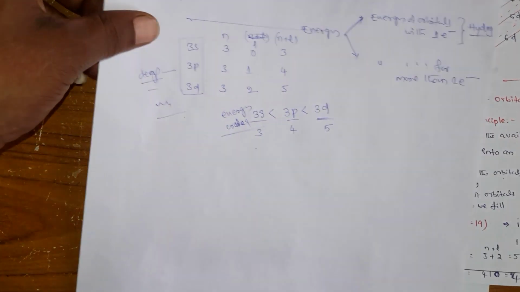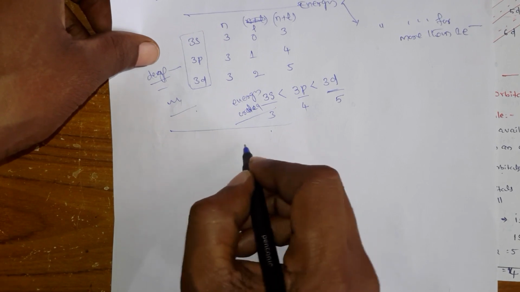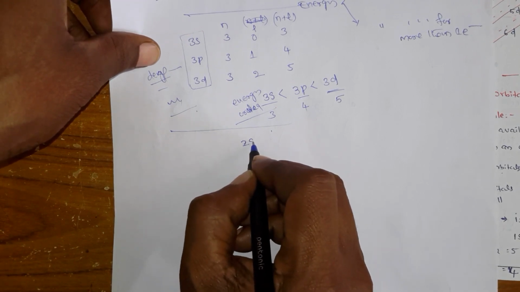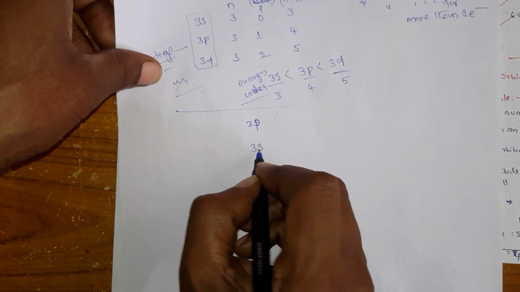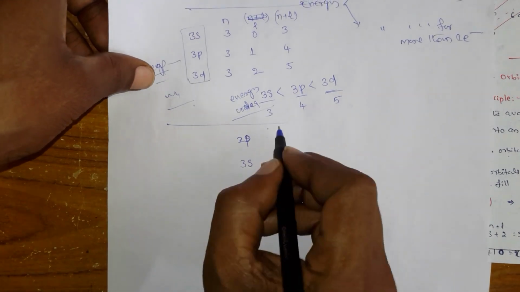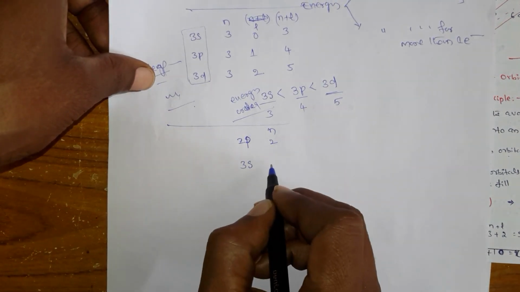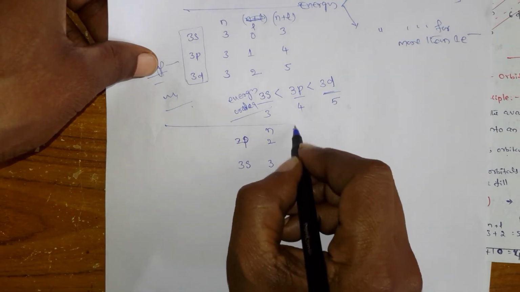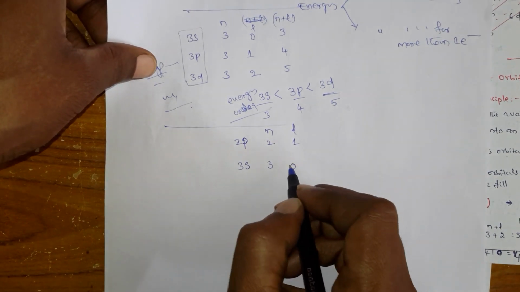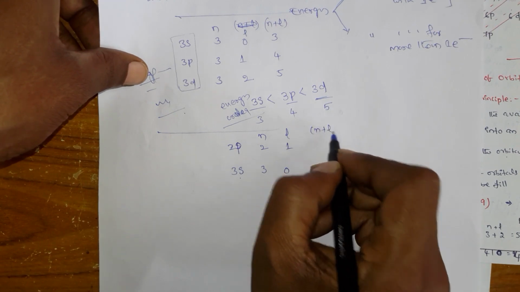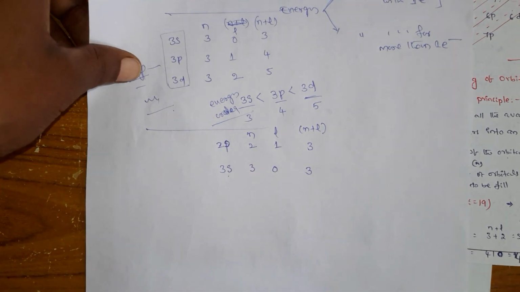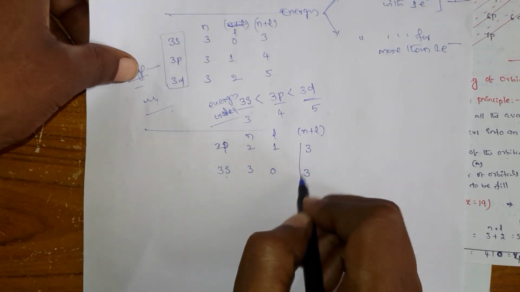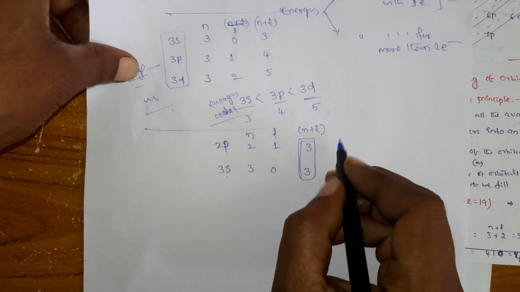Suppose there is a case of 2p and 3s. For this, the n value is 2 and 3, and the L value is 1 for p and 0 for s. Coming to the n plus L value, here we are counting n plus L, right? So here it is 3 and here it is 3. Sir, there is a case where we get the same n plus L value. Then what should we do in this case?